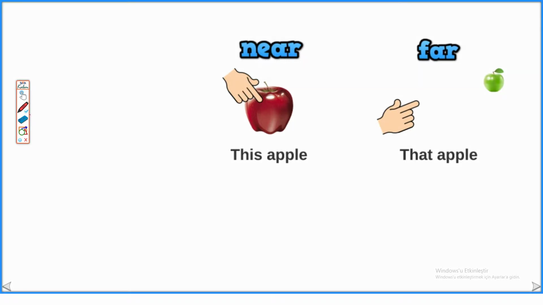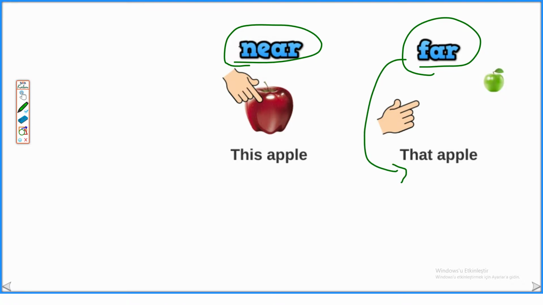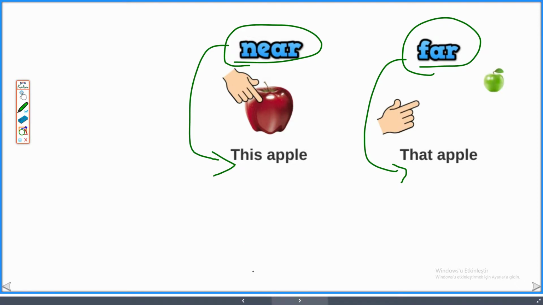The point is whether it is near or far. If it is near, I'm touching it. But if it is far, I use that. If it is near, we use this. If it is far, we use that. Okay, and we are going on, guys.